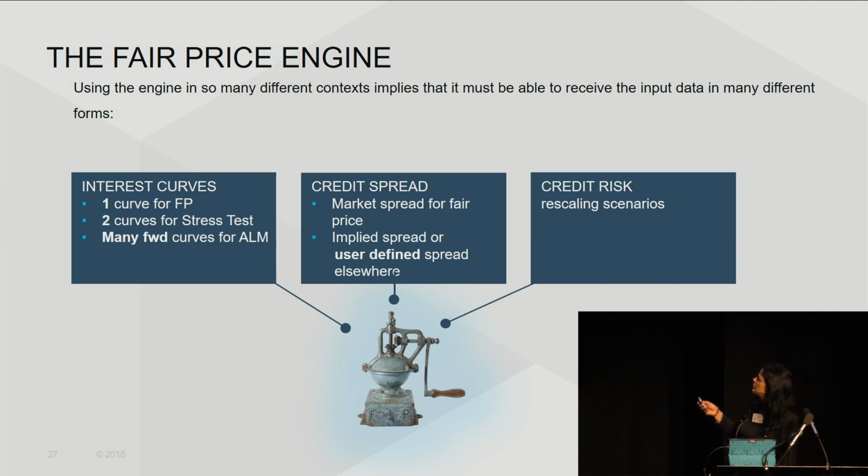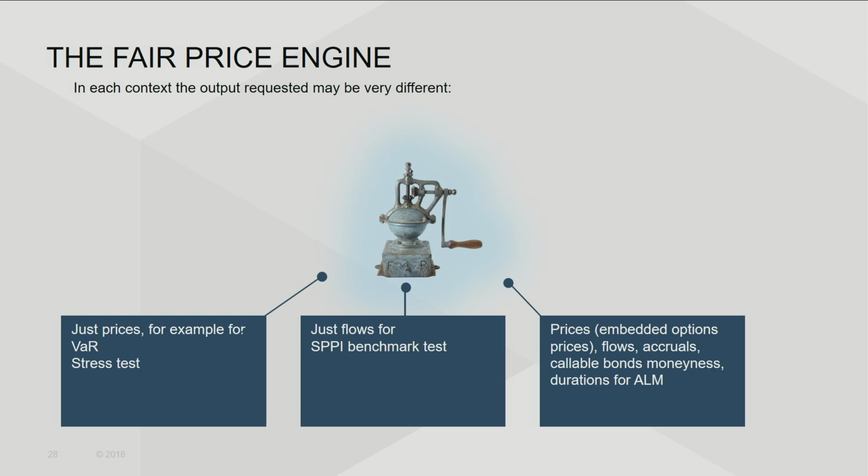So, for example, for the interest rate curves, we have one curve for the fair price, two curves for the stress test, and many curves for the ALM. And we have different kinds of spread we manage, but we don't go there, in the spread and credit risk scenario. And we also have different kinds of output: prices for the stress test module and for the value at risk module, and just cash flows for the SPPI benchmark test, or prices, cash flows, accruals, durations for ALM.